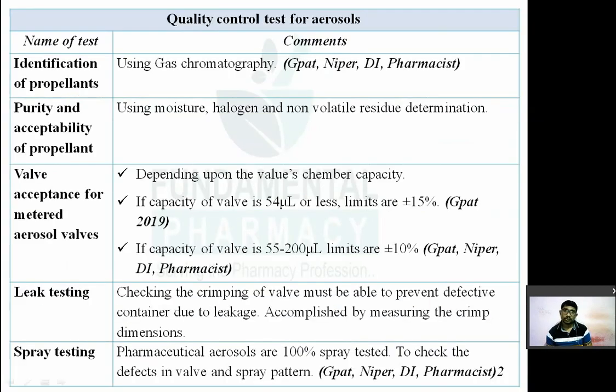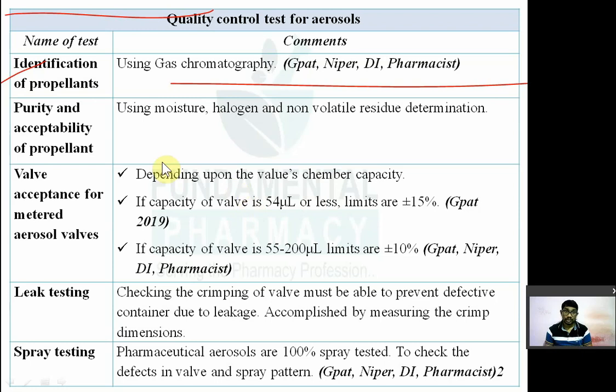Quality control tests for aerosol are again very important. At least 4 or 5 questions have come on this. First one is identification of propellant. A question has come at least 2 times in GPAT. Identification of propellant is done by gas chromatography, because most of the propellants are either hydrocarbons or fluorinated hydrocarbons, so they are identified by gas chromatography.